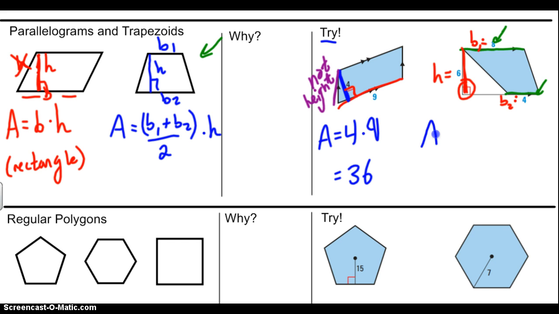So, the area of a trapezoid is base 1, which is 8, plus base 2, which is 4, divided by 2, times the height, which is 6. 8 plus 4 is 12, divided by 2 is 6, times the height, which is 6. And 6 times 6 is 36. So interestingly, both of these quadrilaterals have the same area of 36.